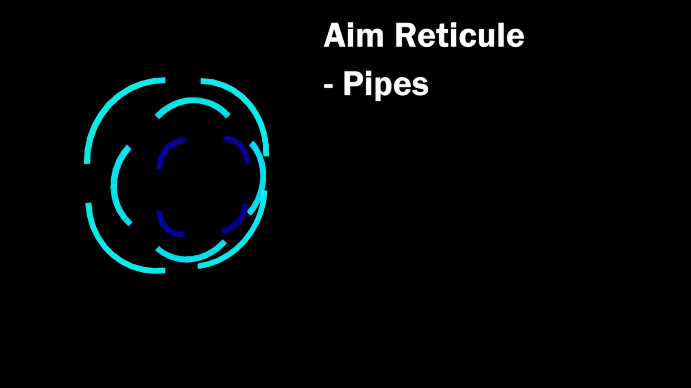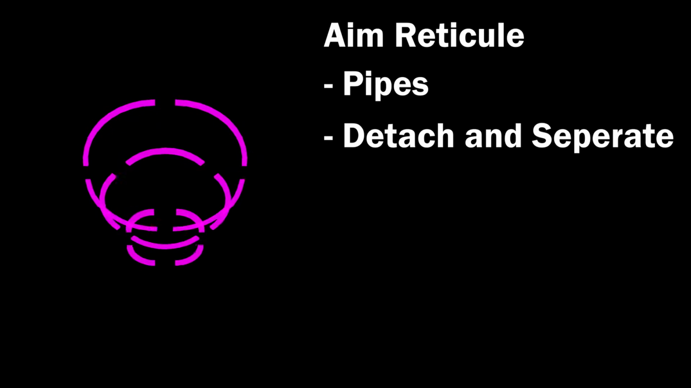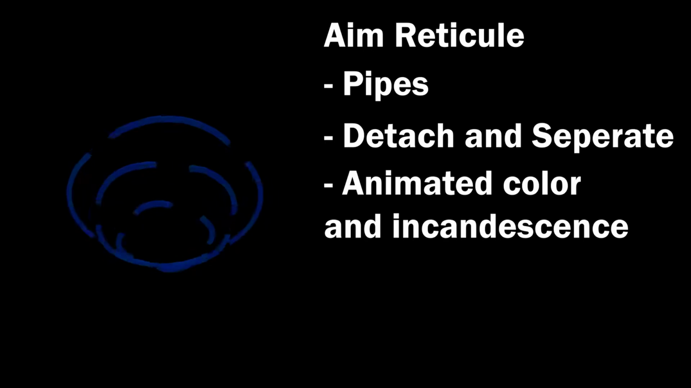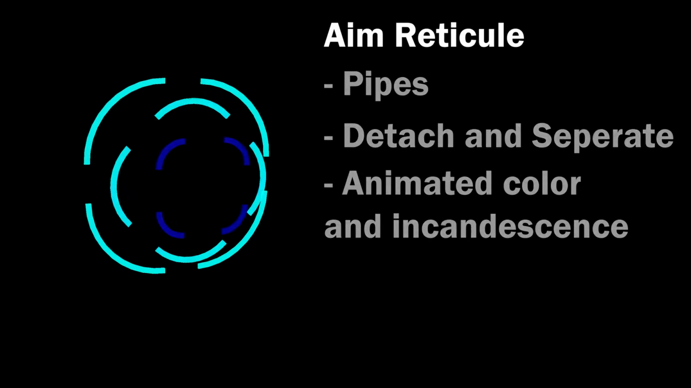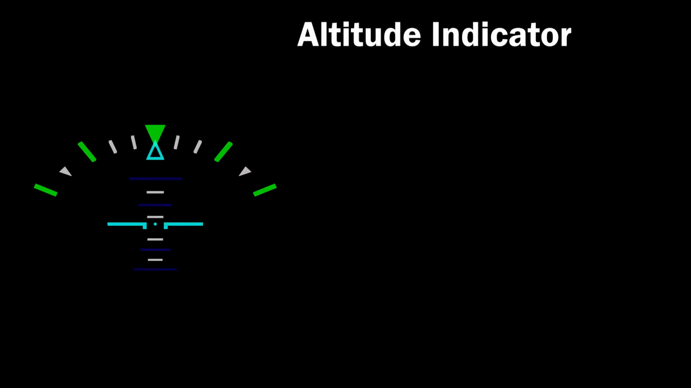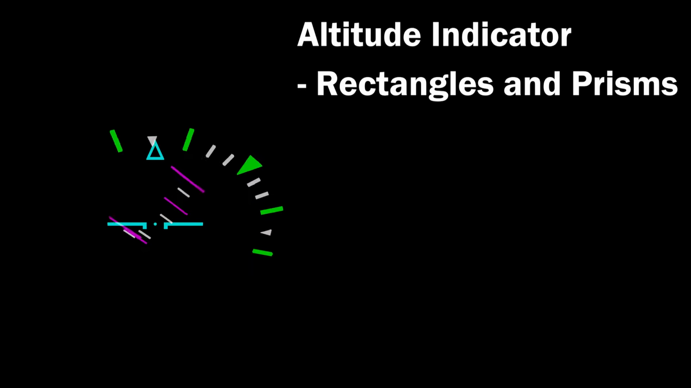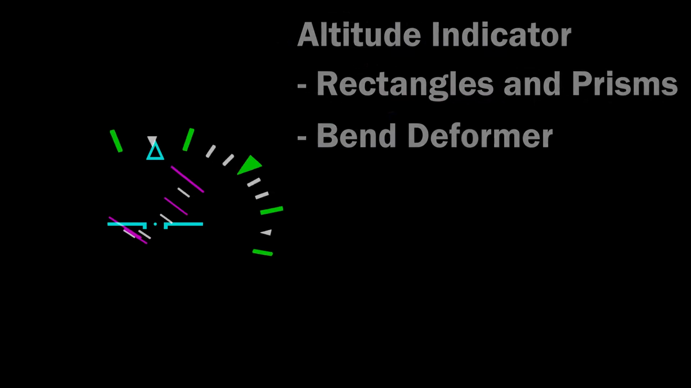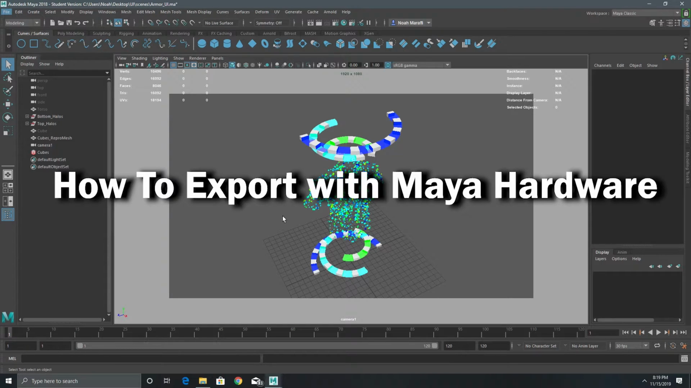Aim reticle, pretty basic actually. All I did was animate a lot of translation and rotation, and I used pipes and detached and separated them to create 4 different parts. This is a little altitude indicator I made using reference. This is actually pretty basic. I just did some rotation translating and used a bend deformer. Alright, we're going to be going over how to export next, so get ready.